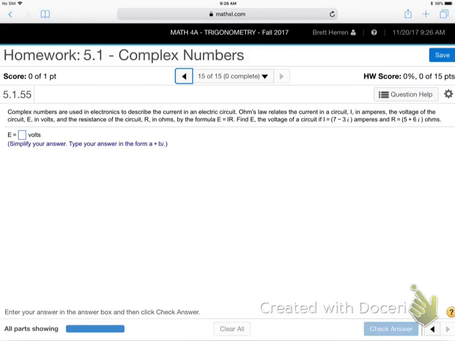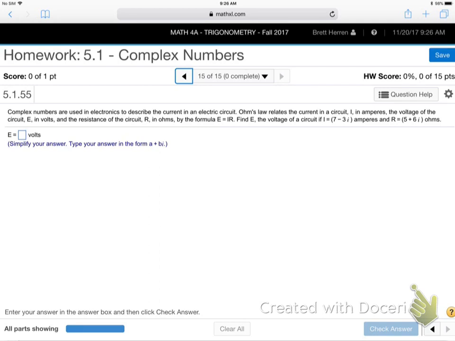This is circuit stuff. Okay, there's a lot of words up there. Complex numbers are used in electronics to describe the current in an electric circuit. Ohm's law relates the current in a circuit I in amperes, the voltage of the circuit E in volts, and the resistance of the circuit R in ohms by the formula E equals IR. Find E, the voltage in the circuit, if I equals 7 minus 3i amperes and R equals that ohms, blah, blah, blah.